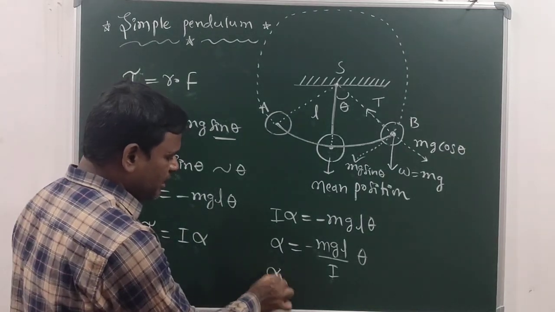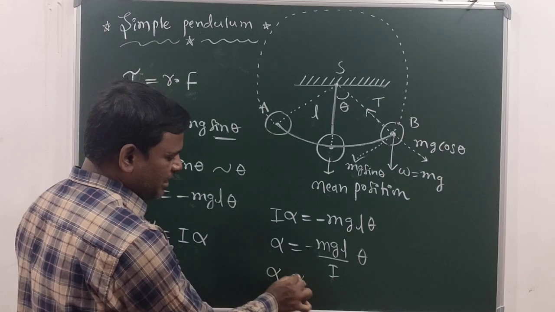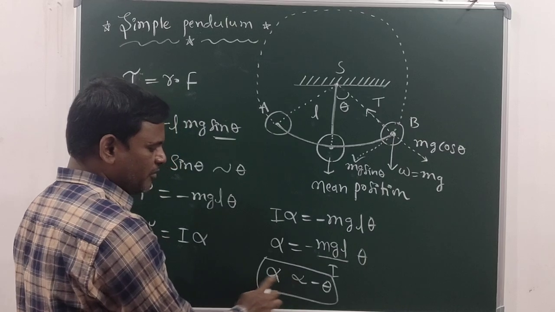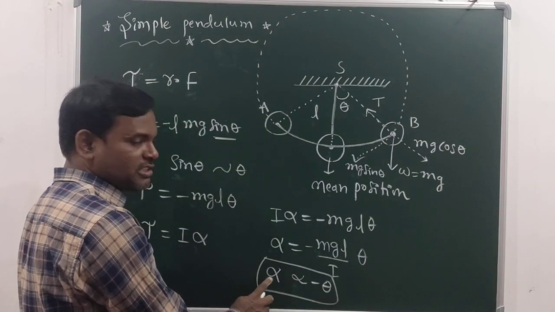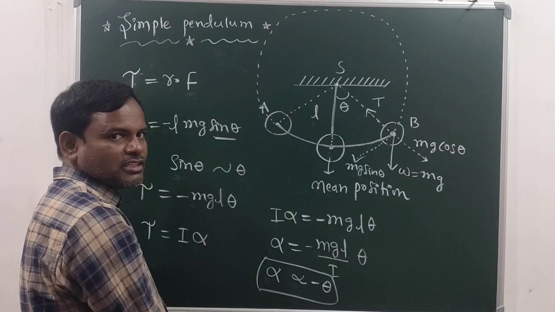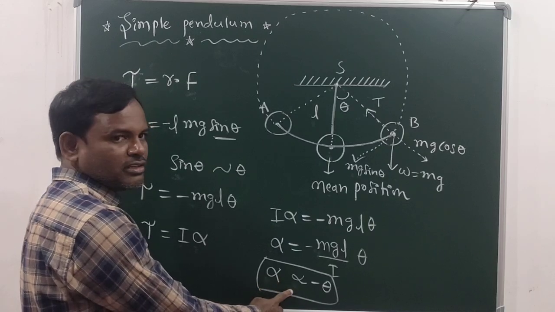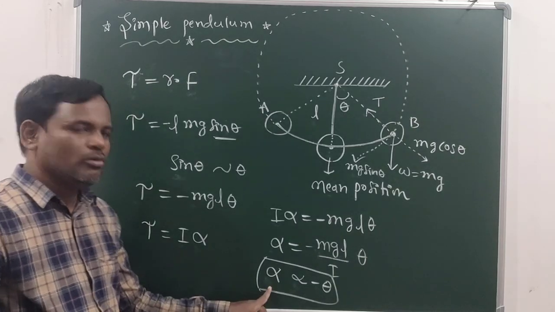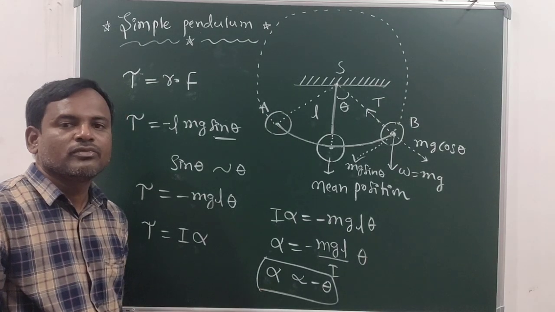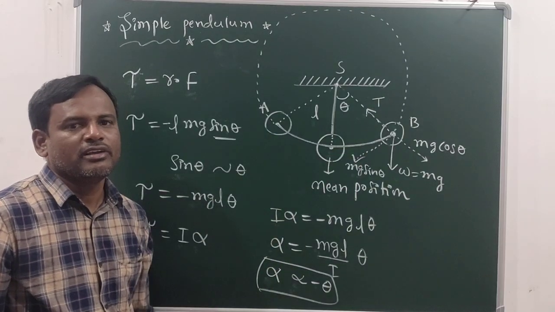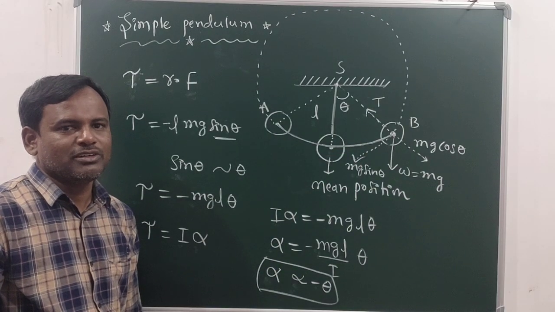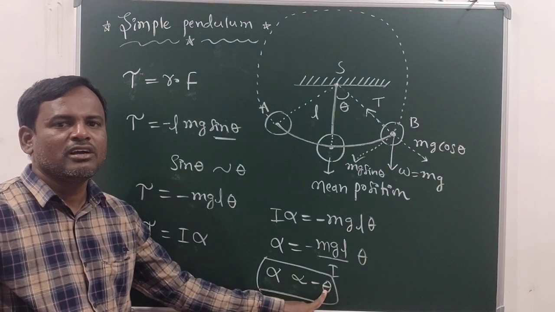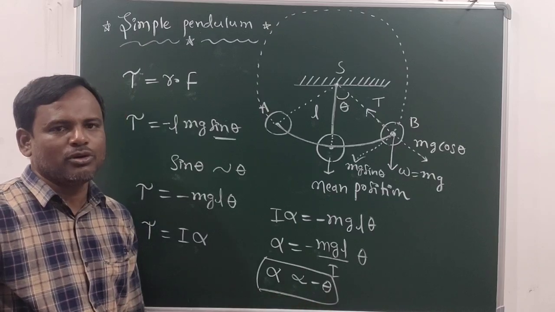Now alpha is directly proportional to minus theta. See here, don't get confused between these two. This is the proportionality symbol, this is angular acceleration. Observe the difference here. So alpha is directly proportional to minus theta. Okay, students, now this motion is said to be simple harmonic motion. Why? Because here acceleration is directly proportional to the displacement in the opposite direction.